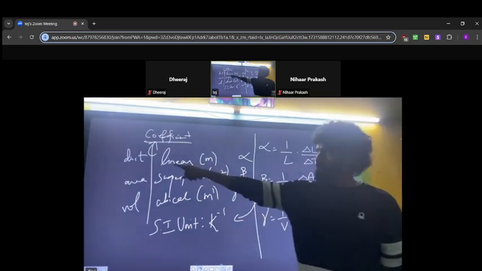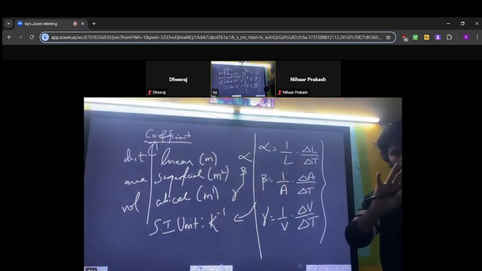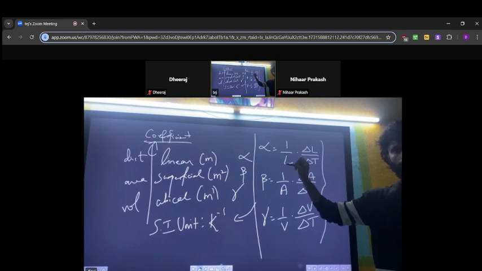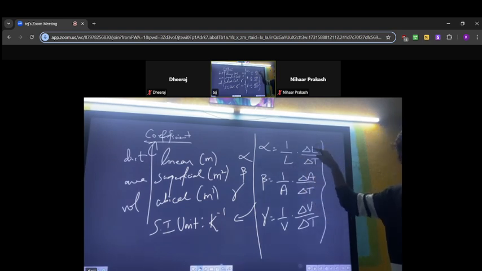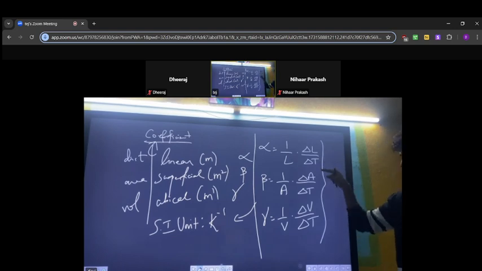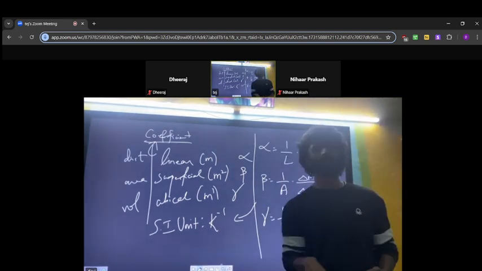See, whatever I wrote there, distance, area, volume, that's the same thing they are doing here. How to remember this? Please focus. You write alpha first. You write 1 by distance, or length. Then change in distance by change in temperature. It is not T, it is delta T. Very important for us to remember. Delta L by delta T, delta A by delta T, all these things are important. Alright? So copy this. Based on this, there's a 3-marker derivation.